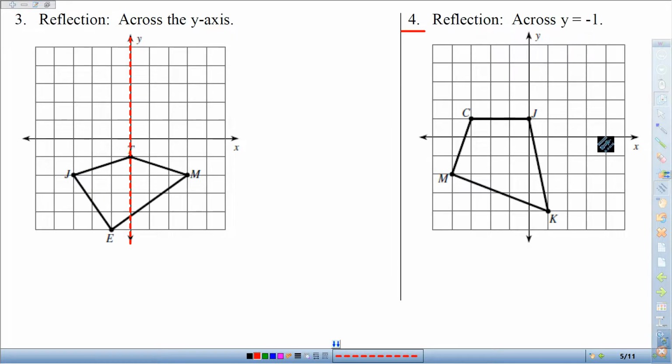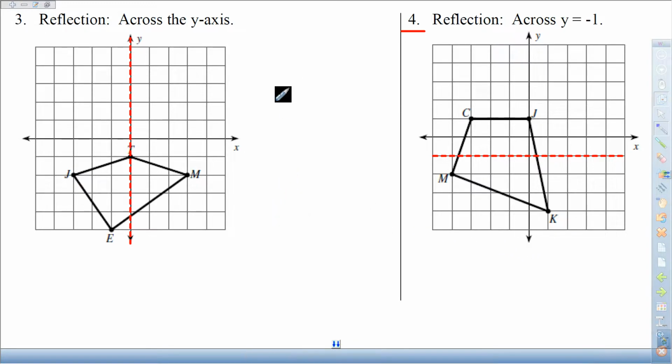Remember, this is a line that goes through the y-axis at -1. So here's my y-axis, here's 0, here's -1. So this is the line of y equals -1. Just notice the y-axis is vertical. The line of y equals a number is horizontal. That'll always happen. So try not to get those mixed up.